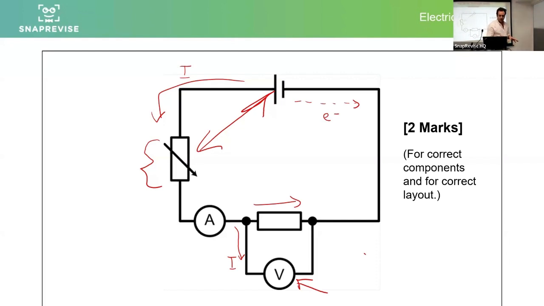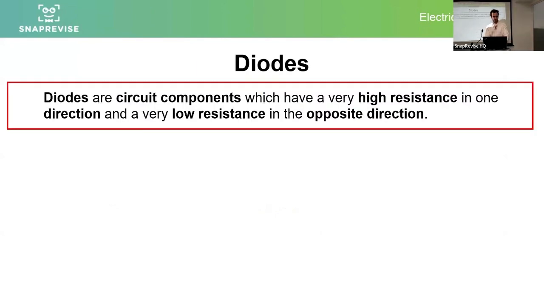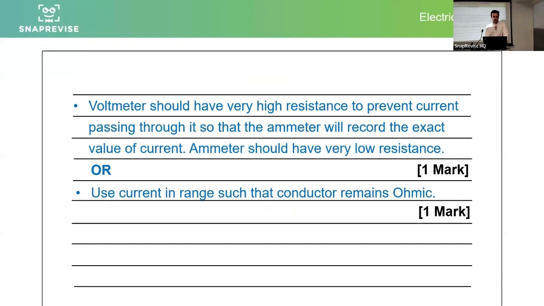For similar reasons, if our ammeter has some resistance, then it's going to affect how much current actually reaches the resistor as well. And so it'll affect our readings. So for that reason, the ideal ammeter has no resistance, and the ideal voltmeter has infinite resistance. Oh, we could also say use current in a range such that the conductor remains ohmic. Great point. Love it.